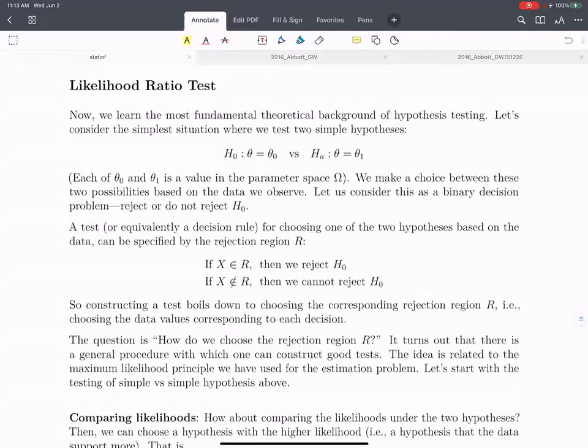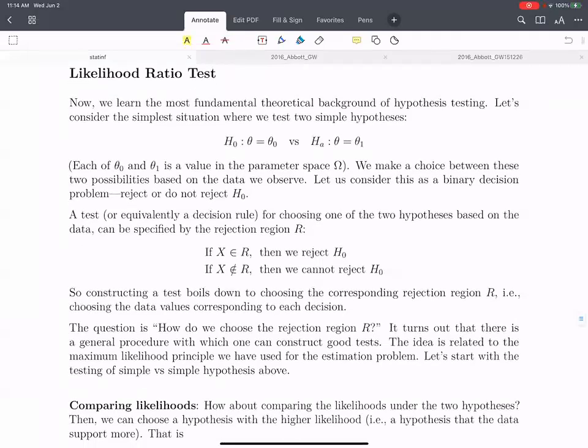To understand the likelihood ratio test, it is better to start with simple hypotheses. The null hypothesis says theta is some specific value, theta naught, and the alternative says theta is equal to some other value, theta 1. We need to make a choice between these two hypotheses. So let's make it a binary decision problem: reject the null, or do not reject the null.